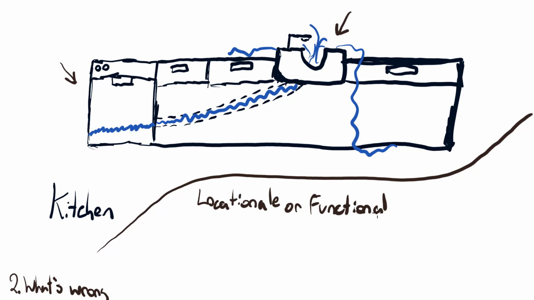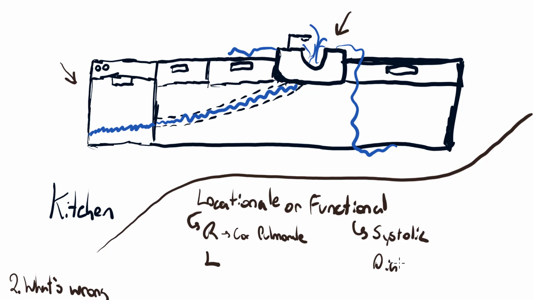So the locational part of this means that your heart failure can either be right-sided or left-sided. Right-sided heart failure is often referred to as cor pulmonale as a general term, and then left-sided heart failure. Functional heart failure can be systolic, which is a failure in the pumping portion, or diastolic, which would mean impaired filling of the heart.